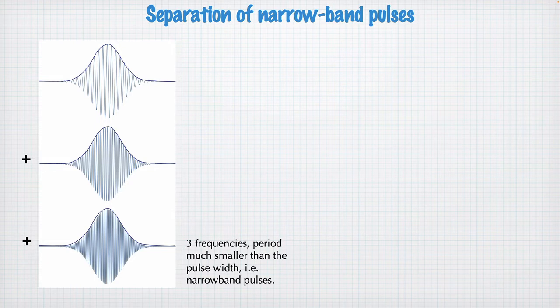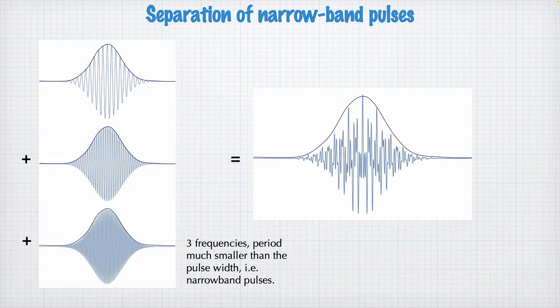And by narrowband, what I mean here is that the period of the carrier underneath is much, much smaller than the width of the wave, so that the length of the wave is much bigger than the oscillations underneath. There are many oscillations underneath the envelope, in other words. So these are what we call narrowband pulses.